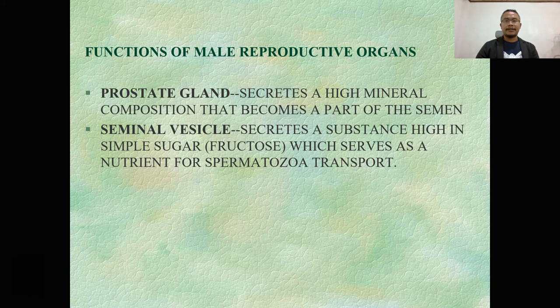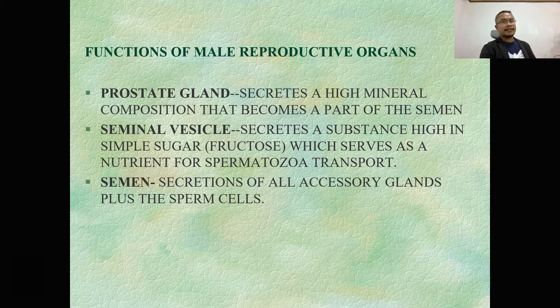Okay, another is the prostate gland. It secretes a high mineral composition that becomes a part of the semen. But aside from that, the prostate gland has an important role in the male reproductive process, because it is the prostate gland that commands the whole seminal activity of the male reproductive system. It is sitting on the control center. That is why in humans, and in most cases for all male animals, the prostate gets sick, or the prostate gland gets enlarged.